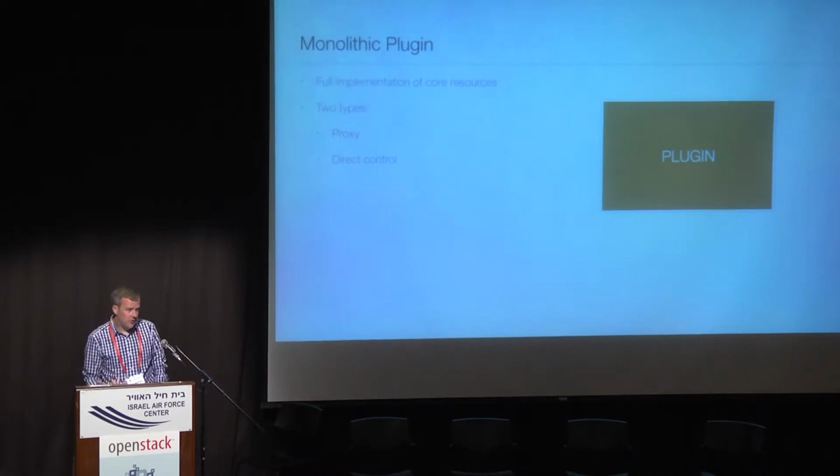When it comes to plugins, there are really two different flavors. We have the monolithic plugin, which implements all the core resources. It has two subtypes. One is proxy, which takes the REST calls and proxies them directly onto the northbound API of another SDN controller, say OpenDaylight, OpenContrail, or Ryu if you're using open source controllers. The other subtype is direct control. Direct control would be more representative of what we ship inside of the Neutron tree, which directly manipulates the Open vSwitch bridges, the Open vSwitches within the deployment.